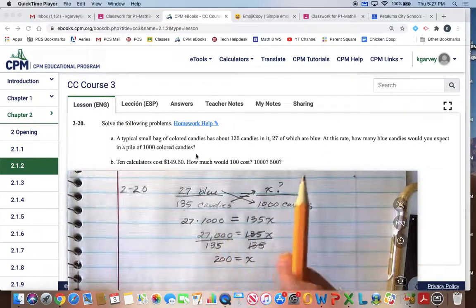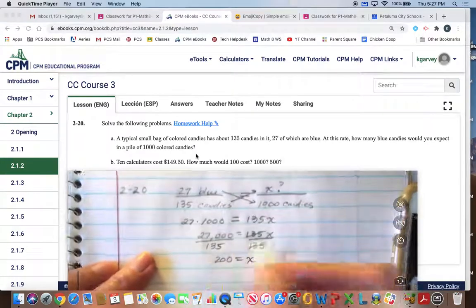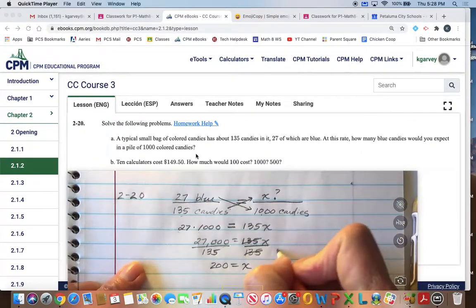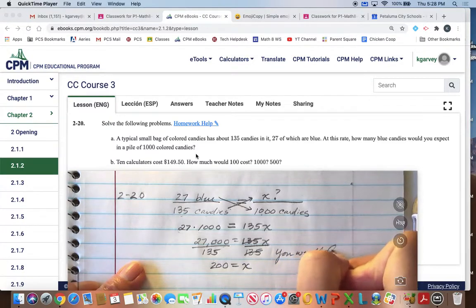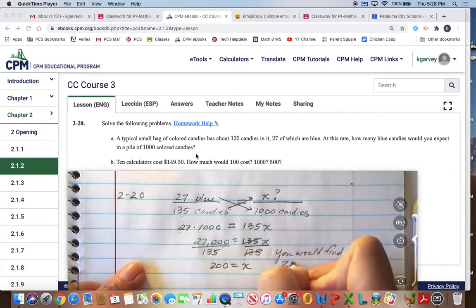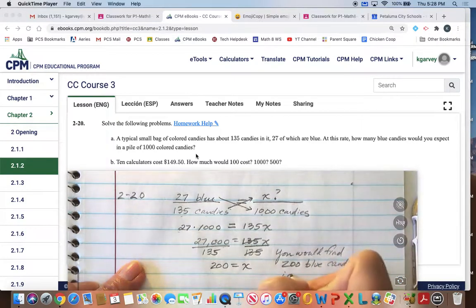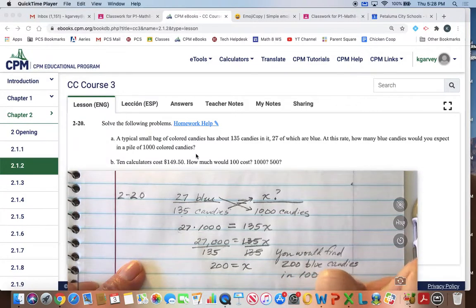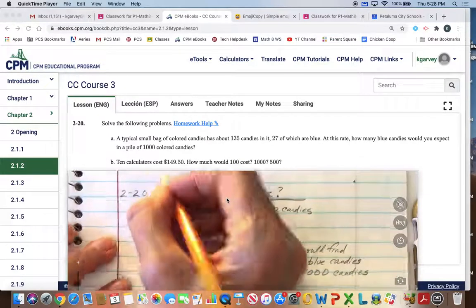So let's see, at this rate, how many blue candies would you find in a pile of 1,000 colored candies? And you would say you would find 200 blue candies in 1,000 candies. So that is A.